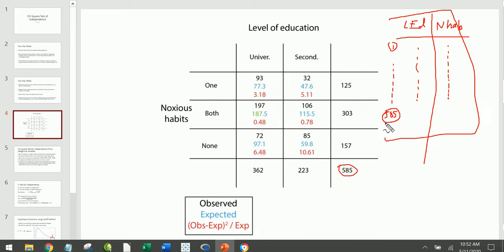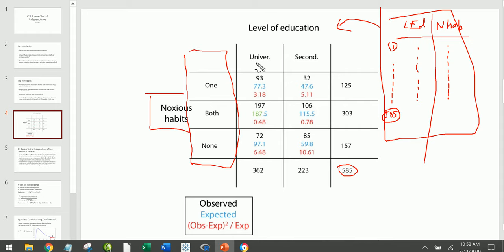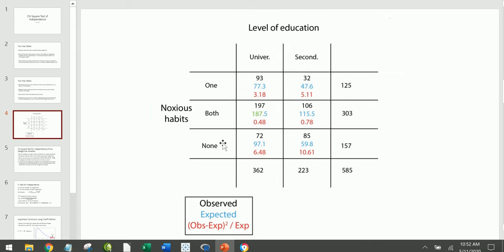A great way to summarize this data is with this two-way table. So here's one dimension, noxious habits, and then here's the second dimension, level of education. Level of education has two levels, noxious habit has three levels. Okay, so we end up with a 3x2 contingency table. Okay, we could have also transposed these two variables and made a 2x3 table. It would not make the slightest bit of difference.